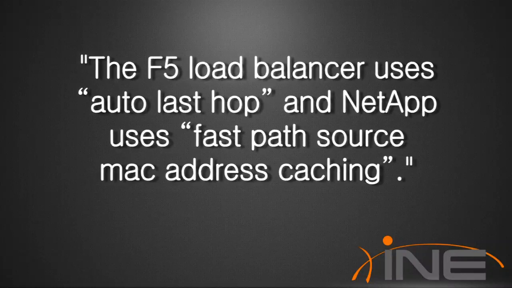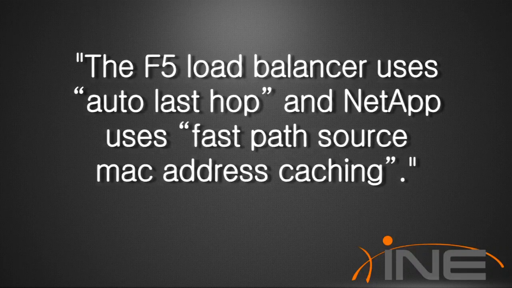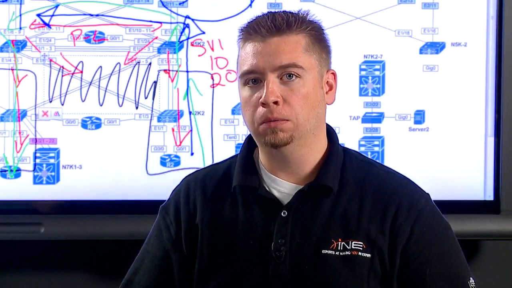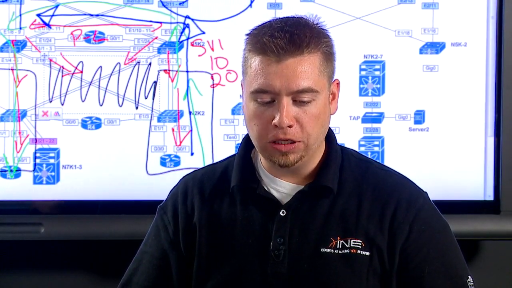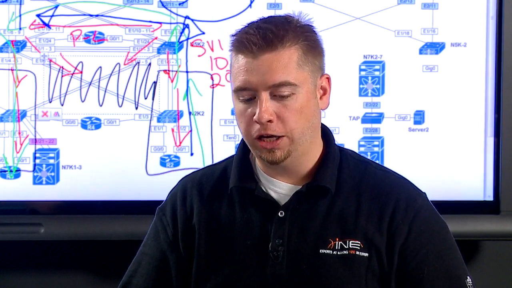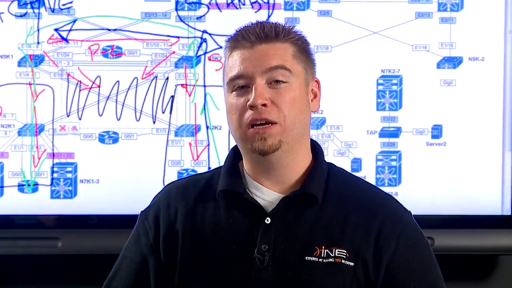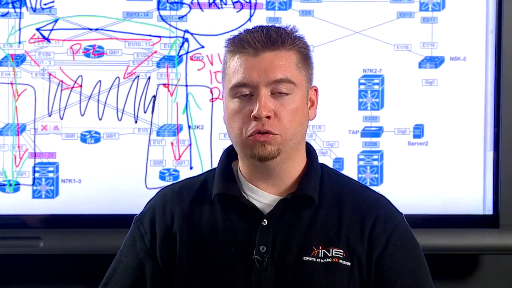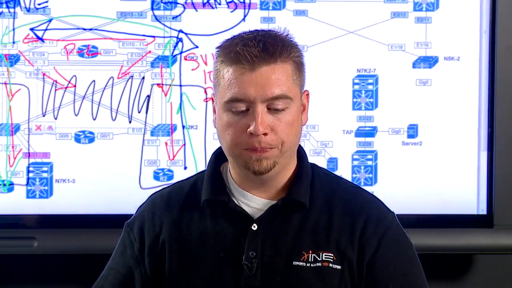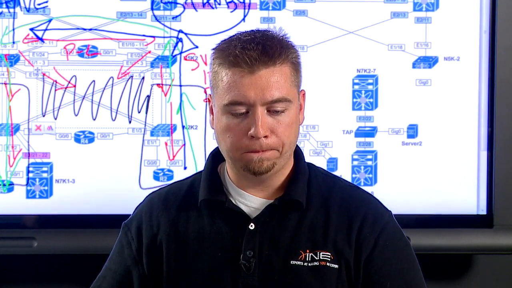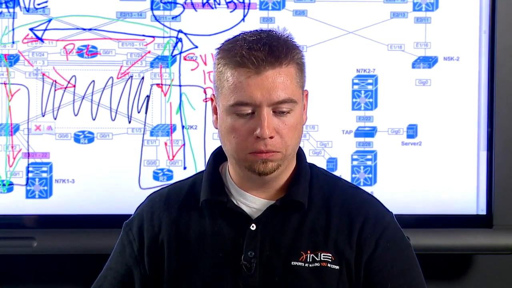Someone has a comment, the F5 load balancers use auto last hop and NetApp uses fastpath source MAC address caching. That's exactly what the problem is, the applications like that. Both of these features can be disabled on these appliances. Yeah, so you could turn it off. Probably that might even be an easier solution because then you don't have this additional proxy routing, but it is a possible way to fix it.